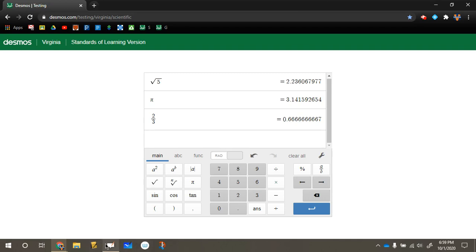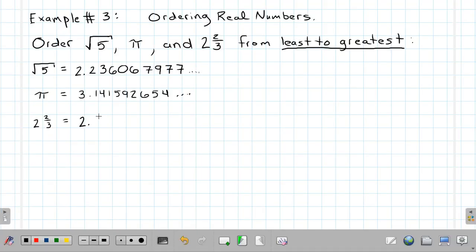So how we actually write that is 2.666666666... It goes on forever. But this is a rational number because the 6's repeat. So in this case, it's a decimal that goes on forever, but there's a certain number, or set of numbers, that repeats. In this case, it's the 6.